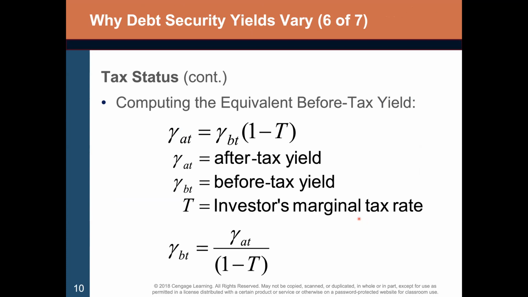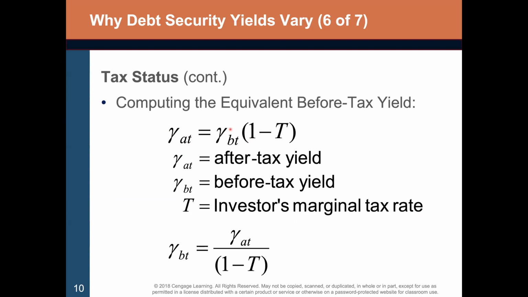So how do we compute the after-tax yield? Well, this first formula shows us how to calculate the after-tax yield. So here's the yield. AT stands for after tax. So the after-tax yield is equal to the yield before tax times 1 minus the tax rate. So as I mentioned, this represents the after-tax yield. This represents the before-tax yield, and T represents the investor's marginal tax rate.